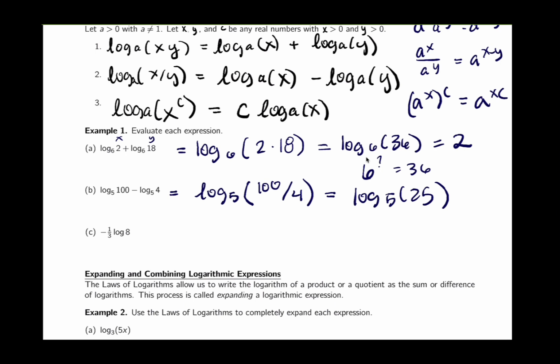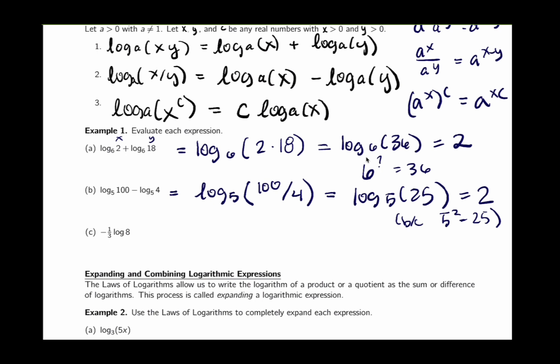I couldn't evaluate log base 5 of 100 or log base 5 of 4 and get a rational answer. I could put them in the calculator and get an irrational answer for each of those, but I couldn't get a rational answer. But now I know that this is going to be 2 because 5 squared is 25. 2 is the power that we have to put on 5 to get to 25.